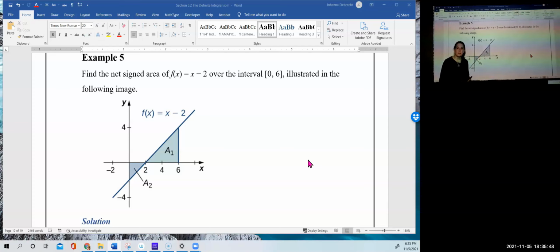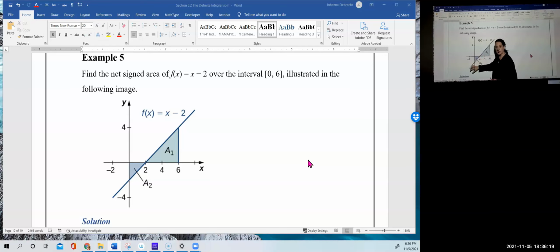Now you should have an expectation already that because there's more area above the axis, it should end up with positive net signed area. This part here is going to be negative because it's below. We're going to use the formulas for triangles to compute the net signed area. In order to do this, you'll have to figure out how wide the base of each triangle is and what the height of each triangle is.